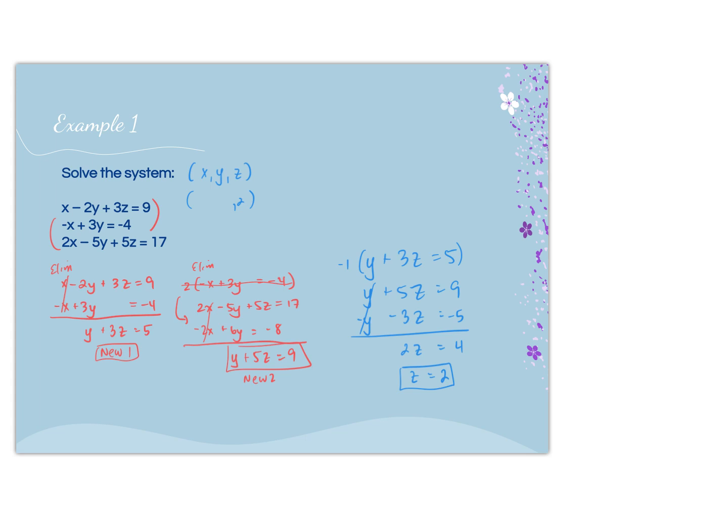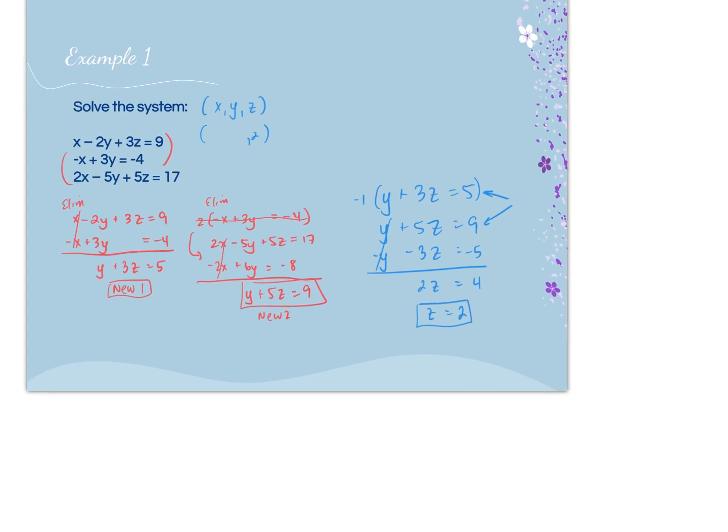Basically, I have z. So I can plug z into either this equation here or this equation here to solve for y. So that's what I'm going to do. So I'll use the top one. y plus 5z equals 9. y plus 5 times 2 equals 9. y plus 10 equals 9, y equals negative 1.